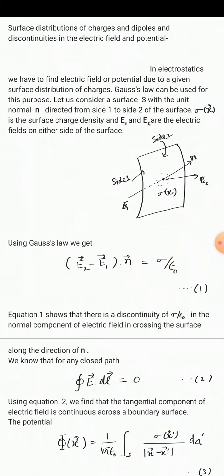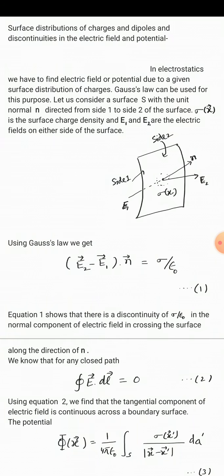The topic which we are going to discuss today for MSc classes is surface distribution of charges and dipoles and discontinuities in the electric field and potential. So in electrostatics, we have to find electric field or the potential due to given surface distribution of charges. And for this purpose, Gauss's law is used in case we are going to find field or the potential. So in this particular article, we are going to discuss the discontinuities in the electric field and potential.